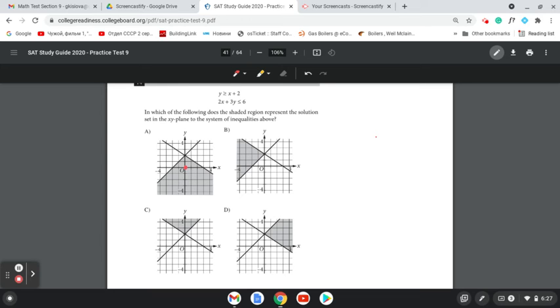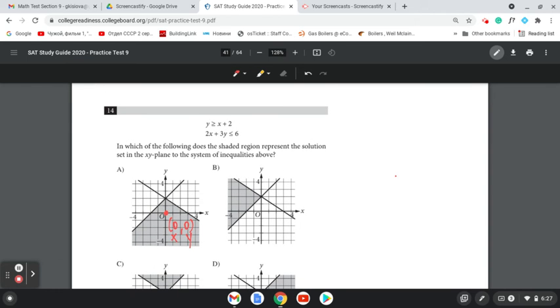So for option A, here I'm picking point O with coordinates 0, 0 because this is part of the shaded region of option A. That means when x is 0, y is 0, and that point would satisfy both inequalities. Let's see if it satisfies the first one. I'm plugging in 0, 0. If y is 0, x is 0, what do I get here? 0 is greater than or equal to positive 2. That is not a true statement, so A cannot be my answer. And I'm moving on to the next shaded region.